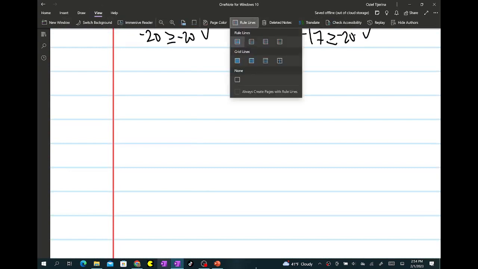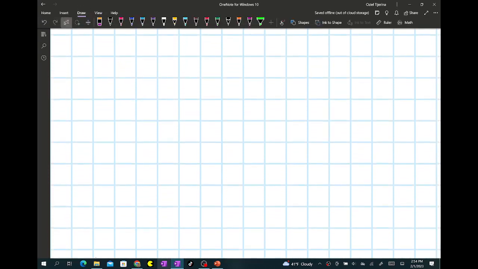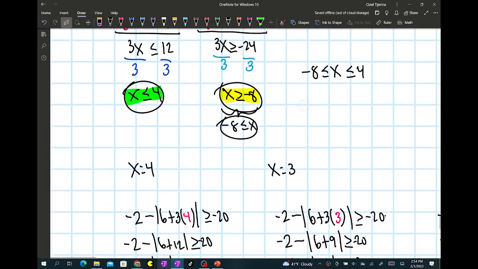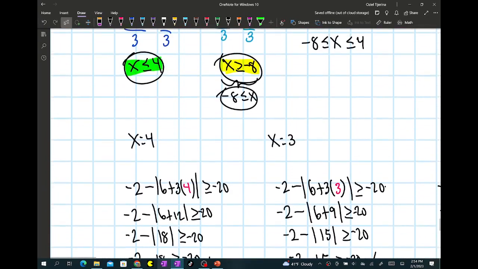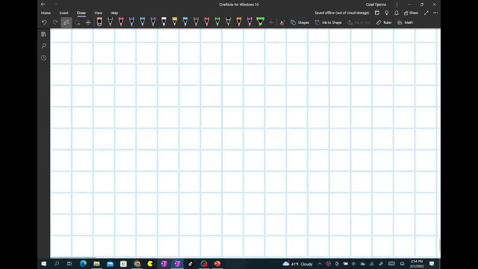So then the way that we would graph this, let me go from negative 10 to 5. Let me just go ahead and do this off camera.